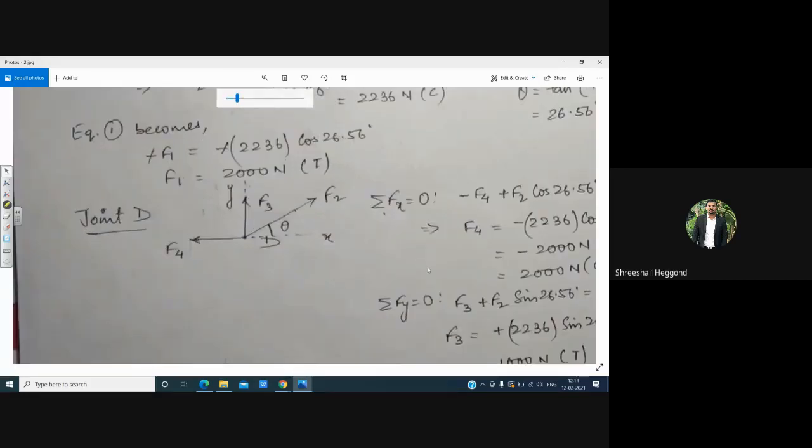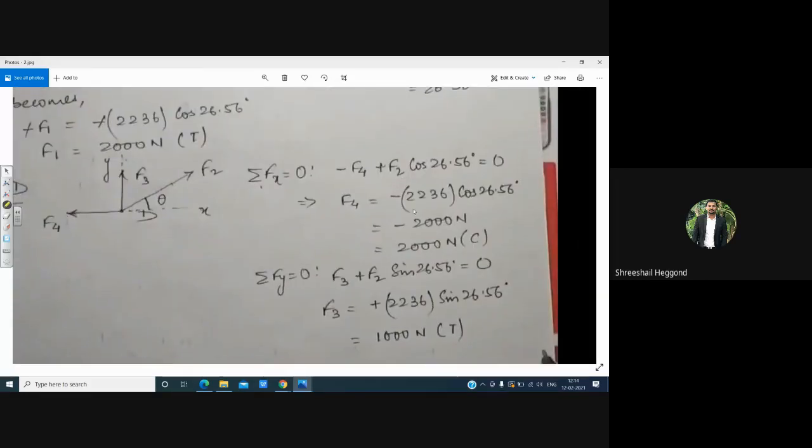And that can be calculated as F4 will be 2000 Newton, that is the horizontal force, and write summation of Fy is equal to 0, that is F3 plus F2, which is in the upward direction, therefore it is plus F2 sine 26.56, that is theta. Calculate F3, that is 1000 Newton. F4 is a negative 2000, therefore it is in the compression zone, and F3 is positive, therefore it is in the tension zone.